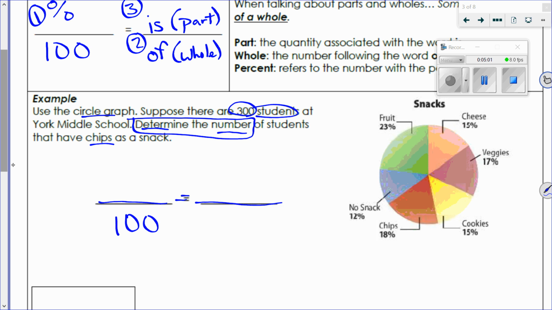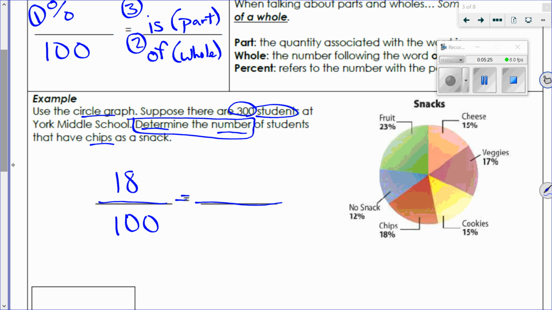Now they told us we want chips. Looking at my circle graph, what is the percent for chips? So what's going to go over 100? 18. Do I put the percent sign there? No, because I have converted it to a fraction. So I don't put the percent sign because it's now over 100.